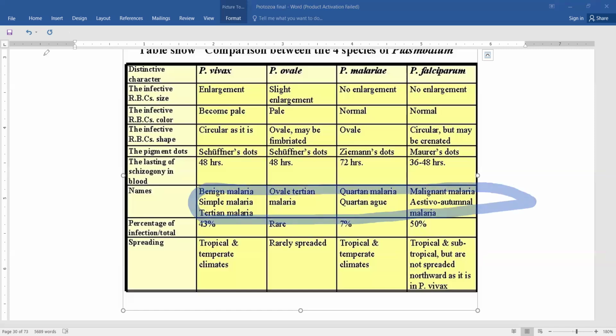I'll upload the video to YouTube and give you the video link. While preparing, you remember these names.